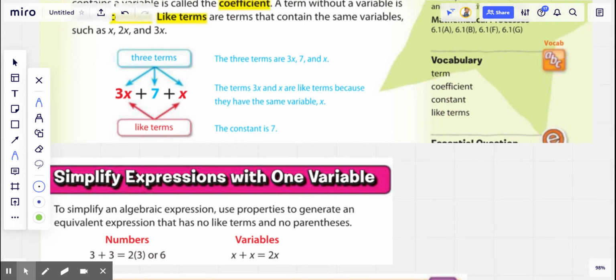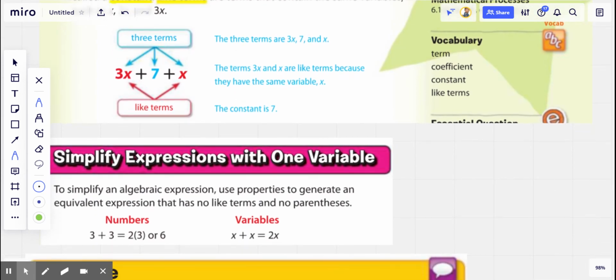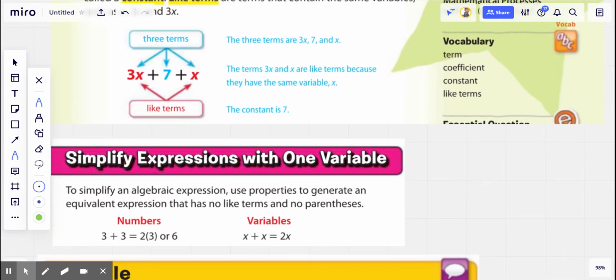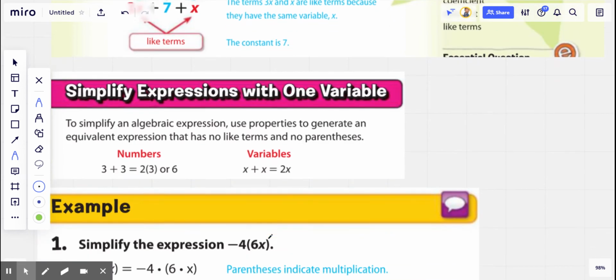Okay. So let's move on. When you simplify expressions, you can simplify them with one variable. To simplify an algebraic expression, use properties to generate an equivalent expression that has no like terms and no parentheses. So here we have 3 plus 3 equals 2 times 3, or 6. Here it's x plus x equals 2x. All right, so here's some examples of that.